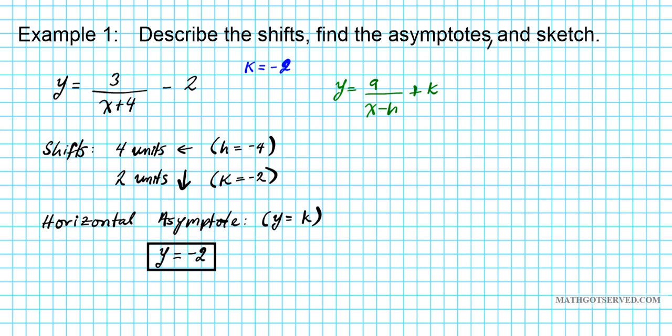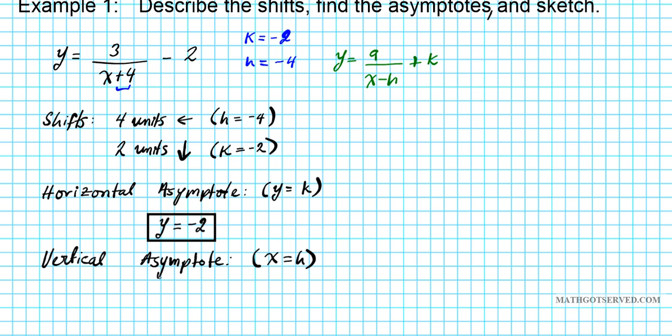All right, let's move on to the vertical asymptote. We also talked about this earlier. That can be determined by using the equation x equals h. And in this function, h is equal to the opposite of this right here. H is negative 4. So that tells us the equation of the vertical asymptote, x equals negative 4.